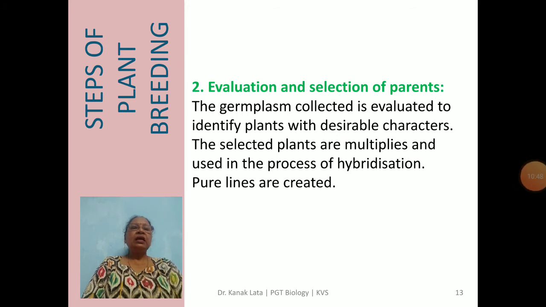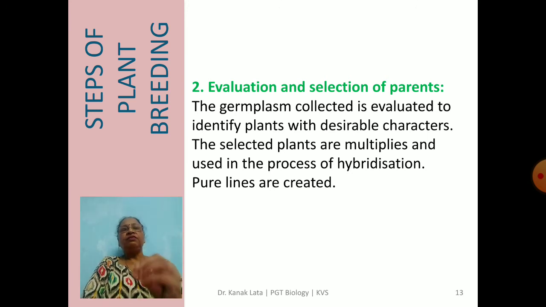Second is, after collecting, evaluation and selection of parents. So the germ plasm which we have collected are evaluated to identify plants with some important characters. We will select it, and the selected plants are multiplied. We can get number of seeds in the process of hybridization, and by this we can get the pure line.